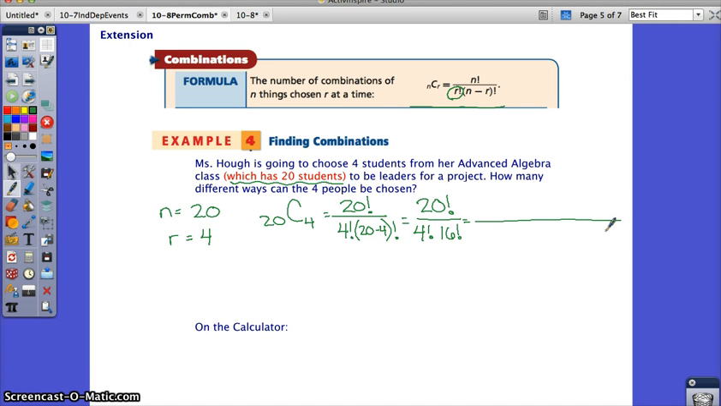So I don't really expect you to write out all the integers up to 20. Write it out until you get to that 16 factorial. 20 times 19 times 18 times 17 times 16 factorial, right? And then we have 4 factorial being 4 times 3 times 2 times 1 times, because there's multiplication here, that's 16 factorial again. 16 factorial is really 16, 15, 14, 13, all the way down to 1. Those cancel each other. They're gone.